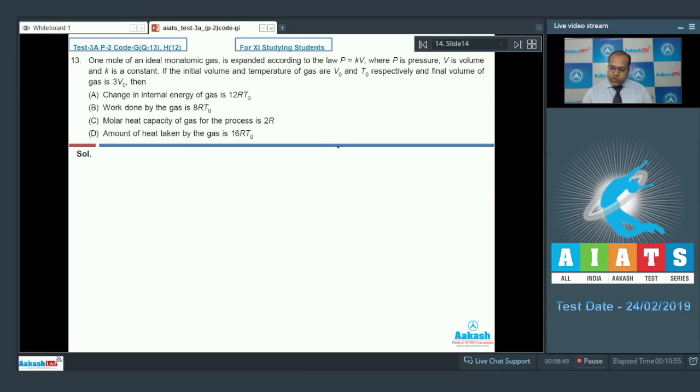So the process equation is P into V raised to the power minus 1 is equal to constant. If I compare with the polytropic process equation, PV to the power x is equal to constant, then the value of x is equal to minus 1. So the molar heat capacity of this process can be given as C is equal to CV. Since the gas is monoatomic, this can be written as 3R by 2 plus R divided by 1 minus x. So 1 minus of minus 1 will be plus 1. So this comes out to be 2R. Now the value of C is 2R. So option C is correct.